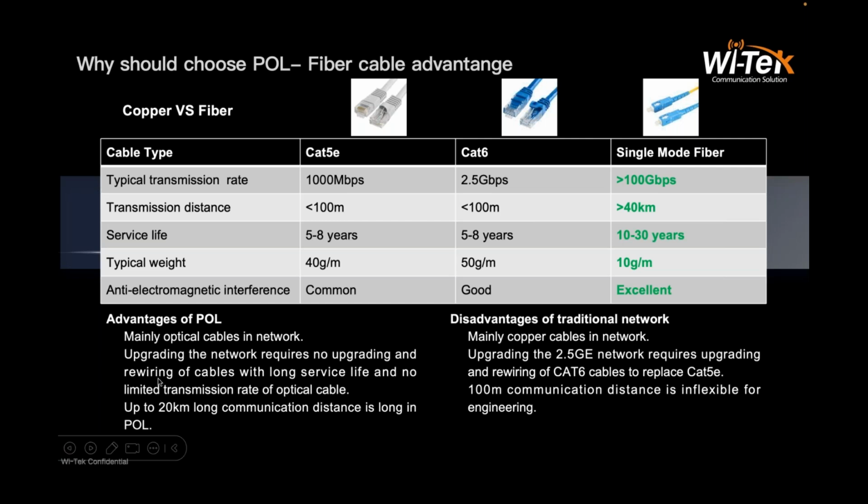Okay, so you can see here is the advantage of POL. You can upgrade the network. If in the future you choose to upgrade to Wi-Fi 7, and your speed increases from 1 GB to 10 GB, you don't need to change the cable. You just still use the fiber cable.